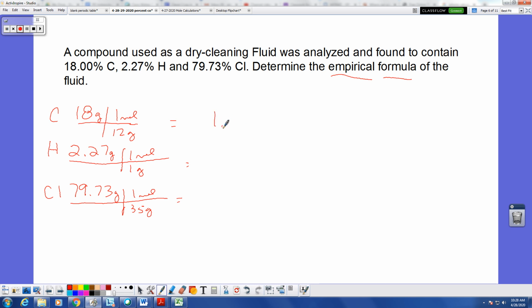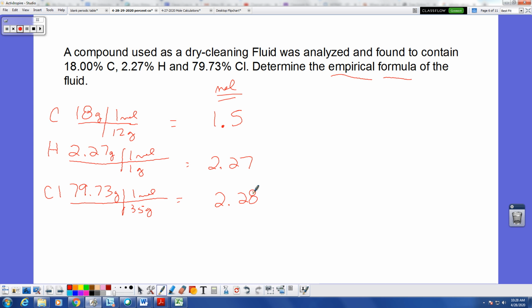And of course, my first one is 1.5. That's all I can keep. Okay, and so remember, this is moles of everything. I don't even need to punch this one. Why am I doing that? 2.27 divided by 1 is going to be 2.27. 79.73 divided by 35 is 2.28.